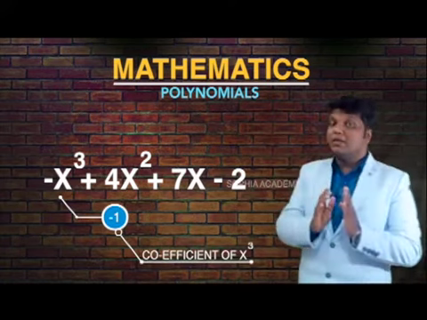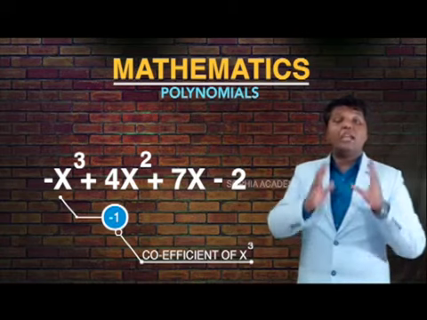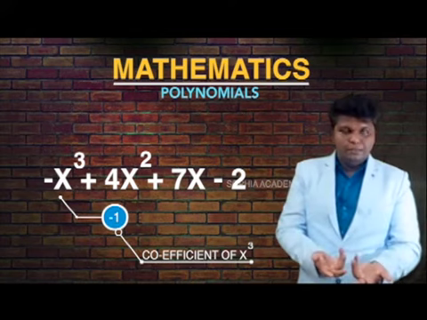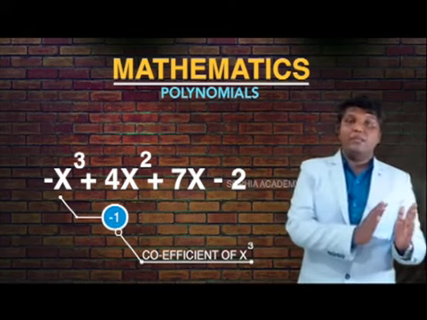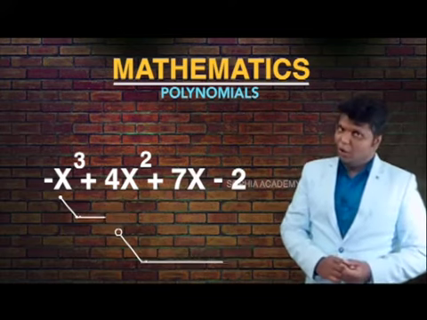So what is the meaning of coefficient? The number which lies in front of that variable, whatever variable you are taking. Right now I told the coefficient of x cube. So focus your eyes on x cube. In front of that, what is the variable? What is the number there? Choose that number. That number is called the coefficient.